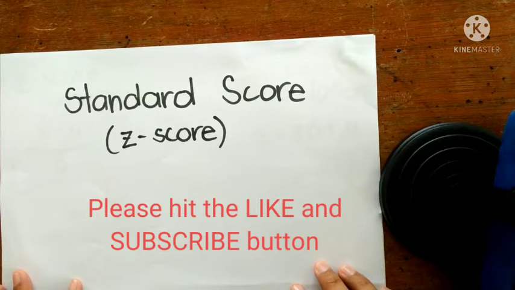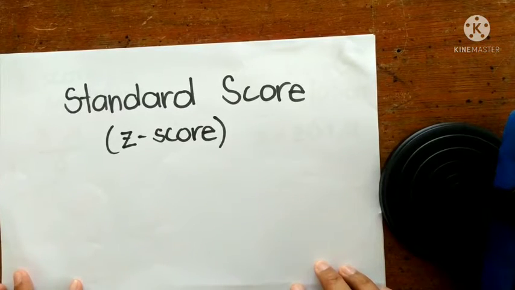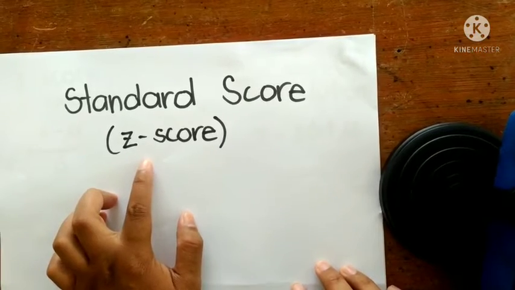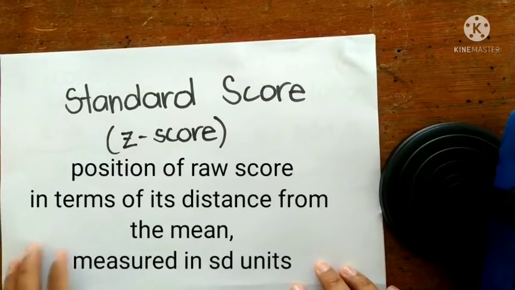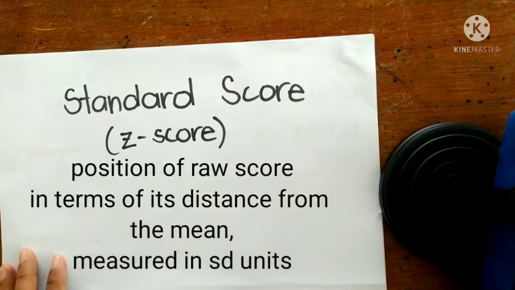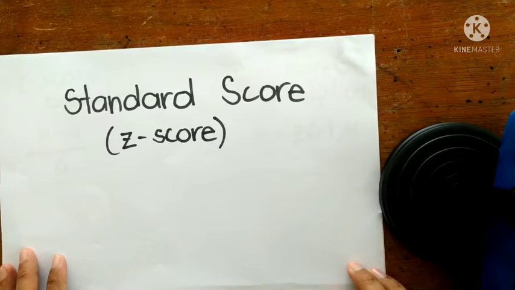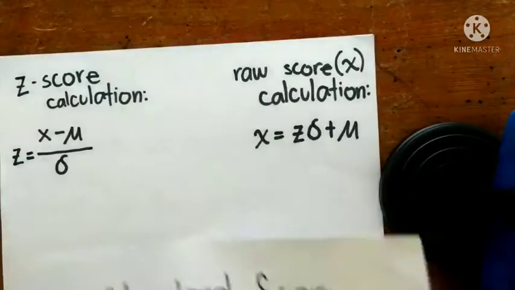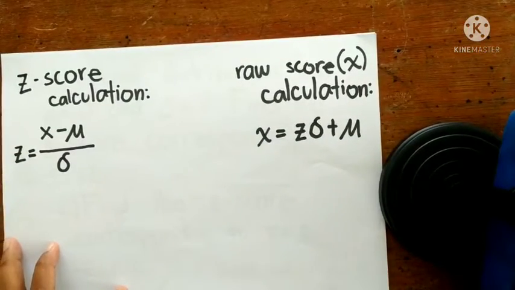So standard score, also known as z-score. When we say z-score, it describes the position of a raw score in terms of its distance from the mean, which is measured in units of standard deviation. Let's take a look at a few formulas involving this.